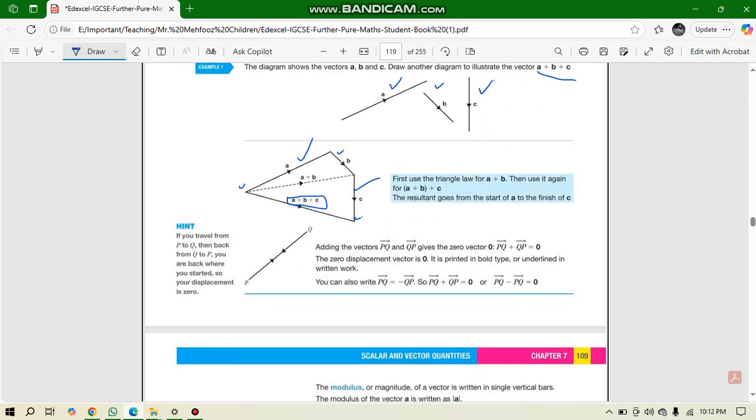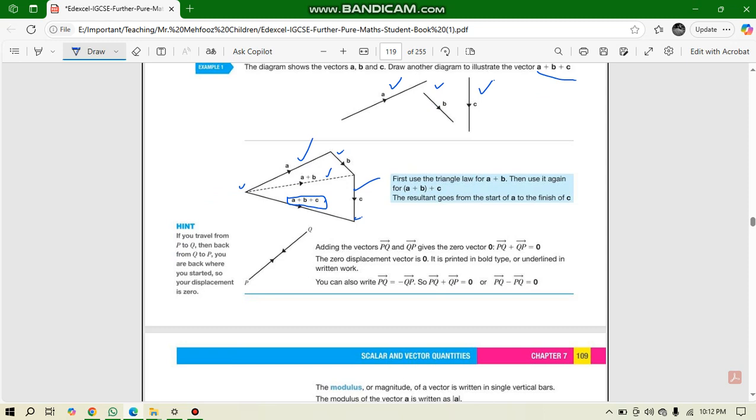Next one is, first use the triangle law for A plus B, then use it again for A plus B plus C. So this is simple. First of all, we find A plus B, that is this one. After that, A plus B is a single vector. Then we put the third vector on A plus B, and we can find A plus B plus C. So it's up to you which method you adopt.